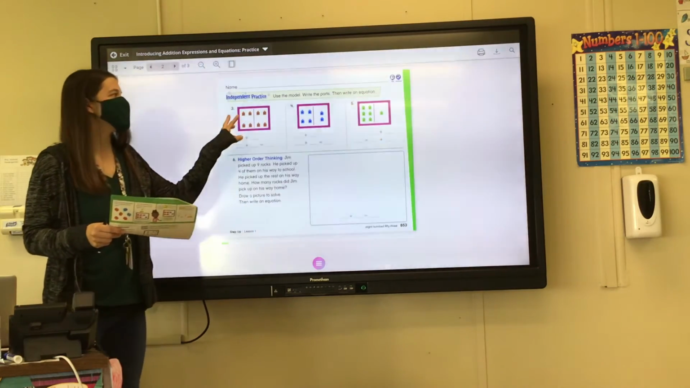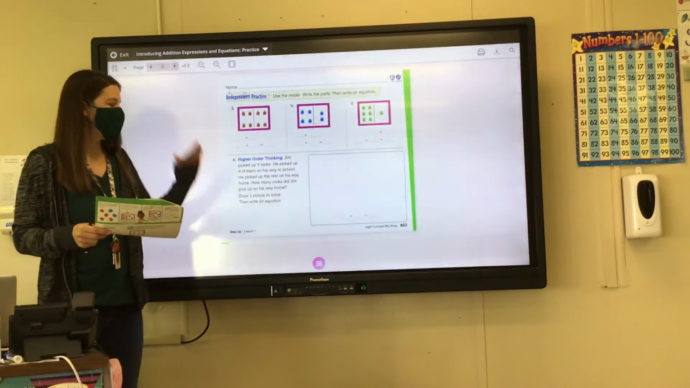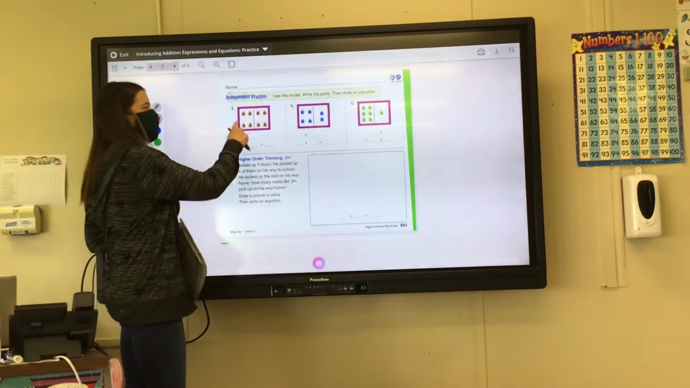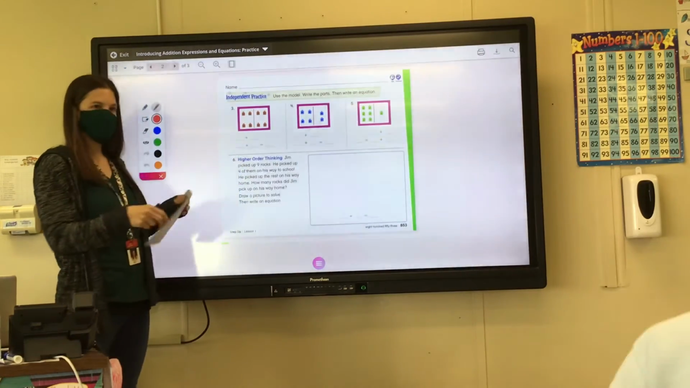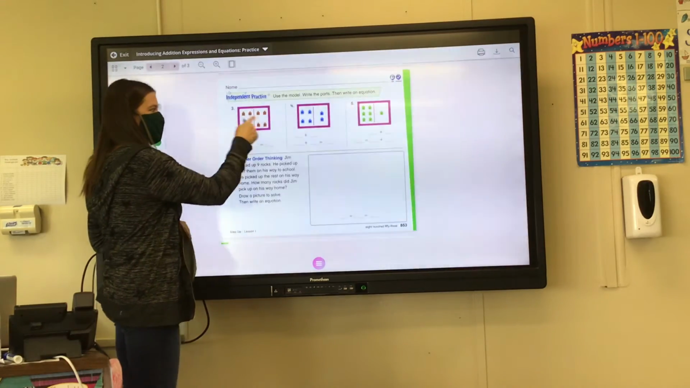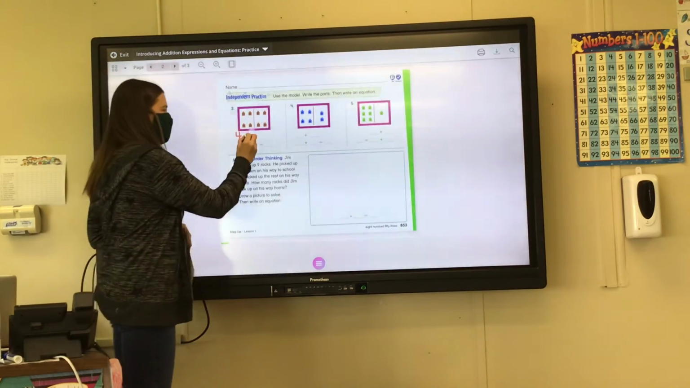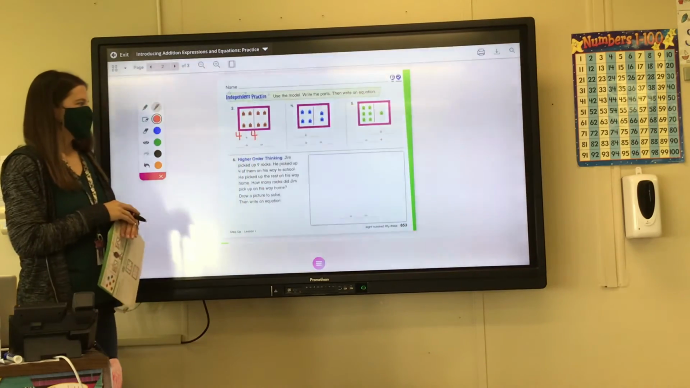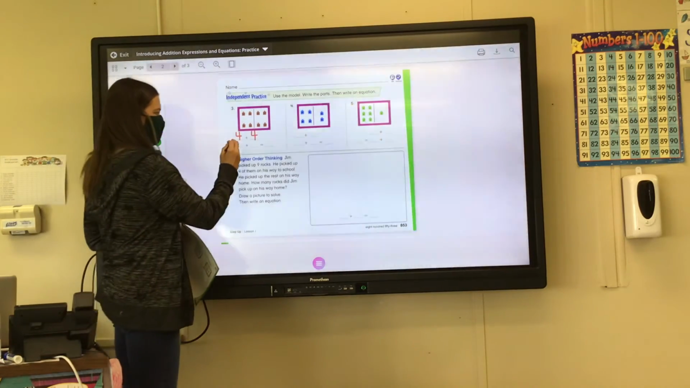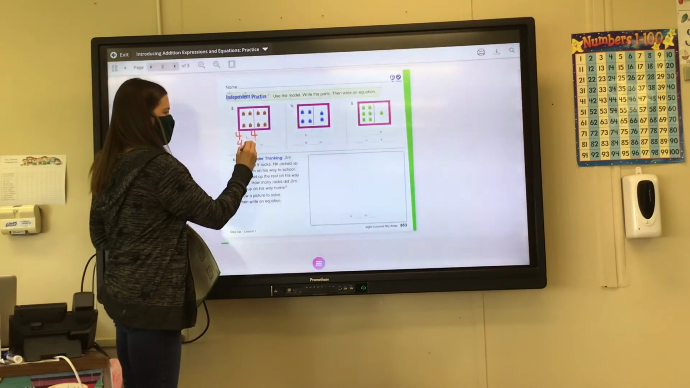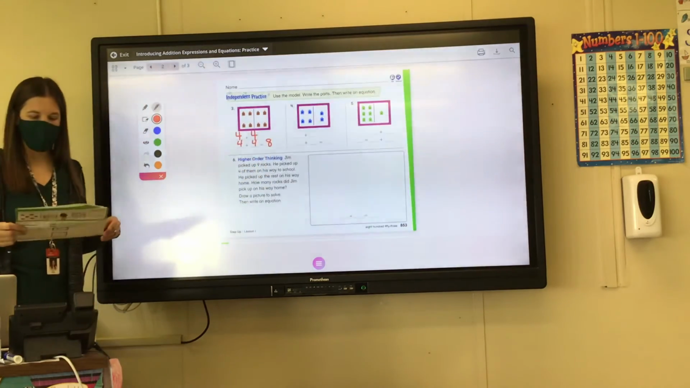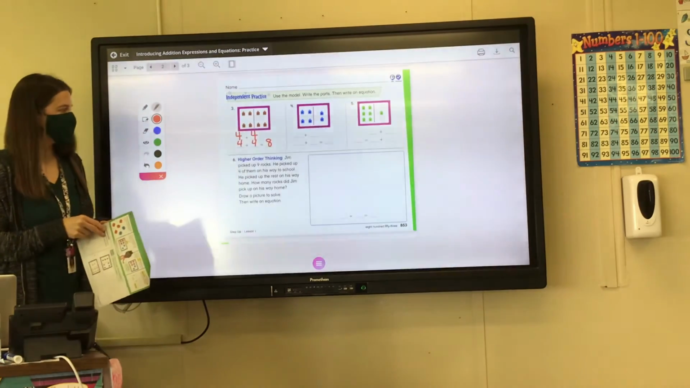Okay, number 3, we're going to use the model to write the parts, and then we're going to write an equation. So here we go. How many are in the first part here? 4. Where are you going to write that number? Right here. How many are the other part? 4. 4 plus 4. Okay, now we are going to write the equation. 4 plus 4 equals how many altogether? 8. There's our whole number, our sum, right? 8. So go ahead and do that.